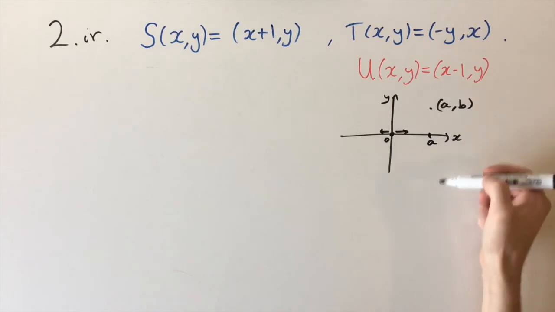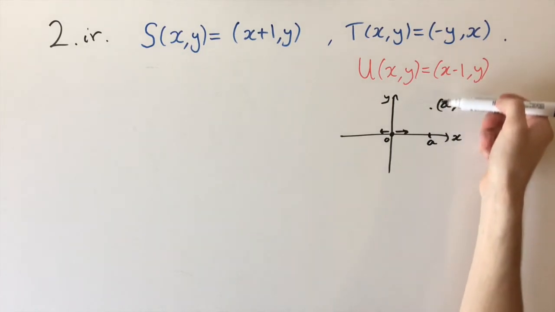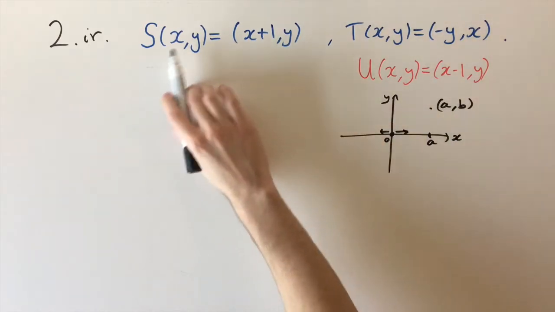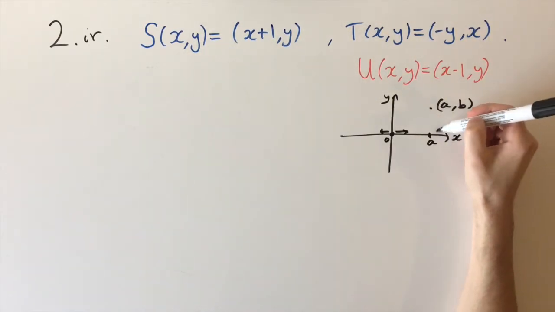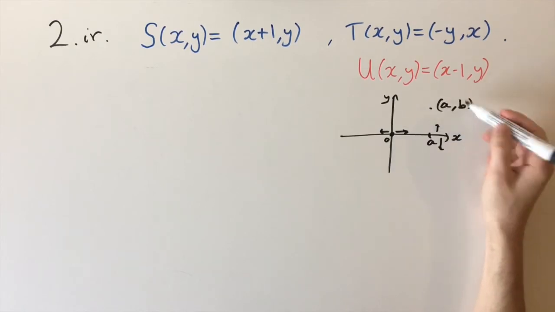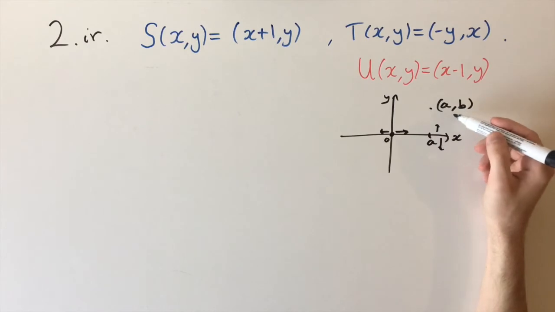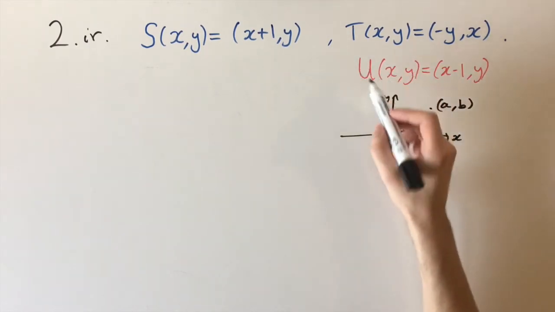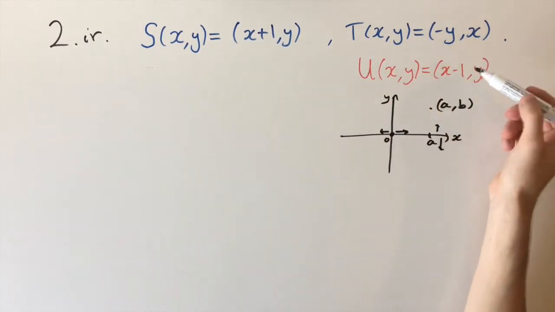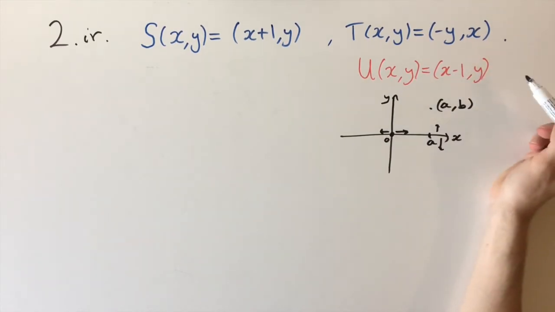But we don't have a way to move vertically. So if we could find a way of using s and t to go up by plus 1 or go down by minus 1, then we could reach any integer coordinates a and b. So this is the way I'm going to approach this problem. We're going to try and find a transformation that goes up by 1. So instead of x minus 1, y, we have x, y plus 1.